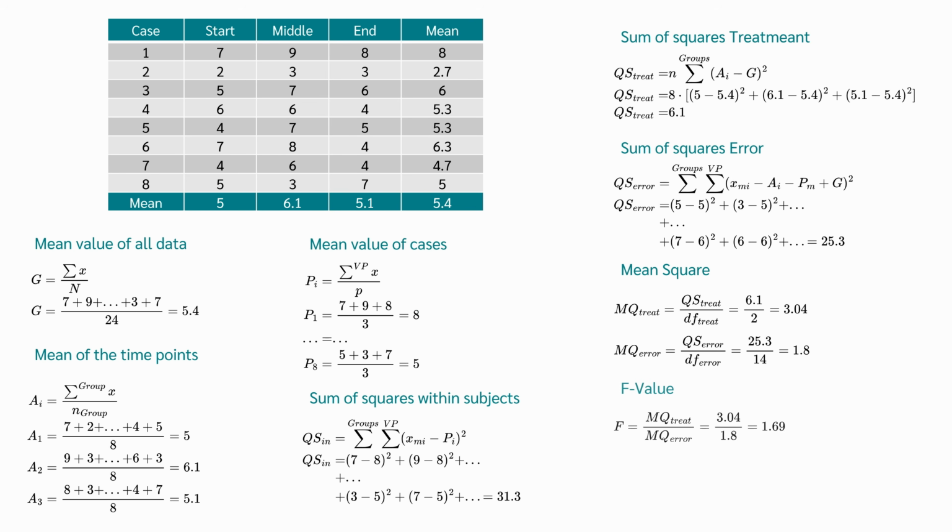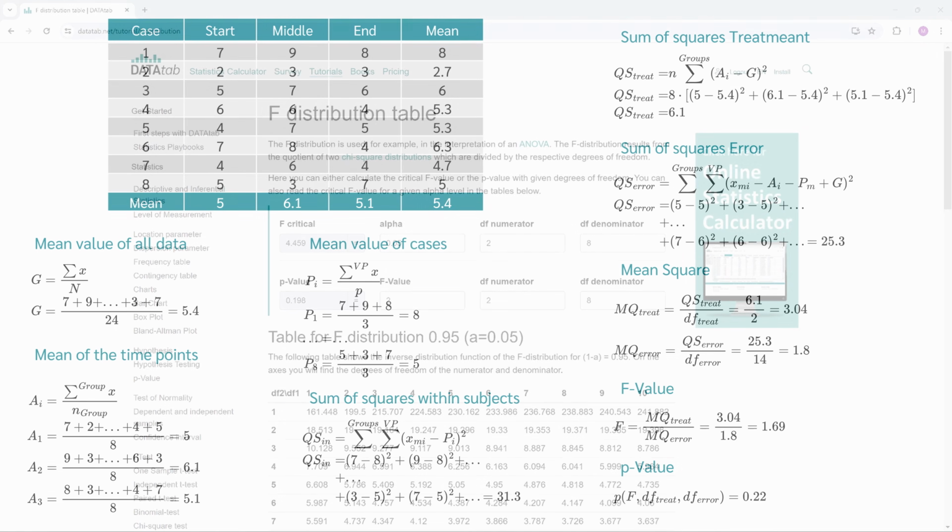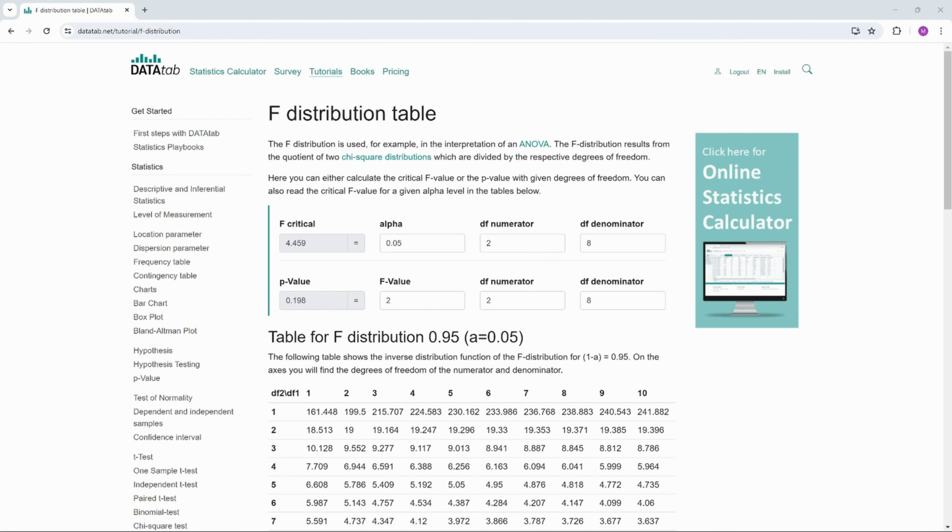Now we calculate the f-value, which is done by dividing the mean square of the treatment by the mean square of the residual or error. Finally, we calculate the p-value using the f-value and the degrees of freedom from the treatment and residual. To calculate the p-value, you can simply go to this page on DataTab. The link can be found in the video description. Here you can enter your values.